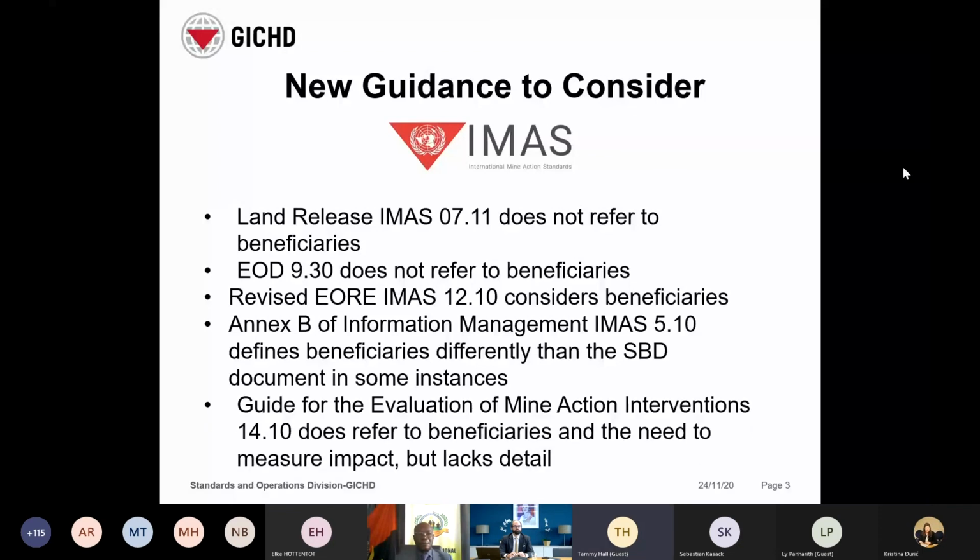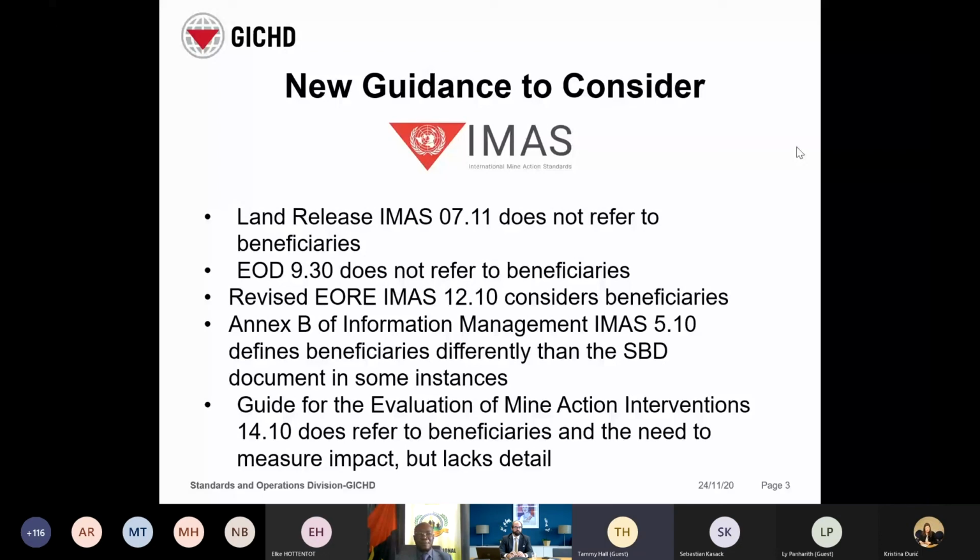Obviously, evaluations and impact are a key element in terms of beneficiaries. And I think that is something that I will highlight later, but there certainly is some talk of beneficiaries in there, but none of the very detailed counting information and reporting type of guidance that you see in this document that we're launching today.